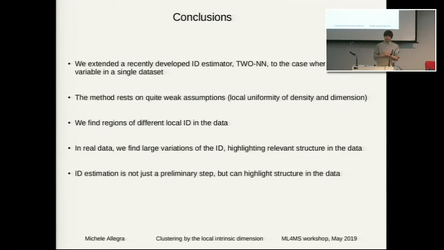Okay, skip this. Let me just recap. So we developed an ID estimator called 2NN, and then we extended it to the case where the ID is variable within a single dataset. The method rests on quite weak assumptions, which are the local uniformity of the density and the dimension. And by applying this method, we can find regions of different local intrinsic dimension in the data. In real data, we actually find large variations of the intrinsic dimension, which highlight relevant structure in the data.